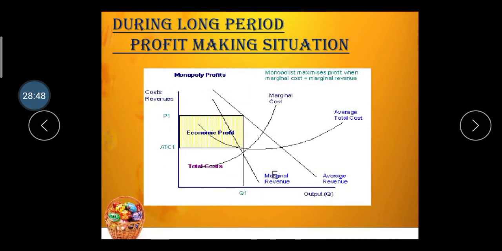Then during the long run there is a profit making situation, because they have overall control in the market, right? So they get higher profit in the monopoly situation.